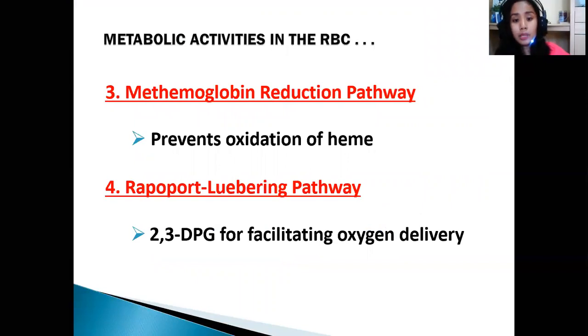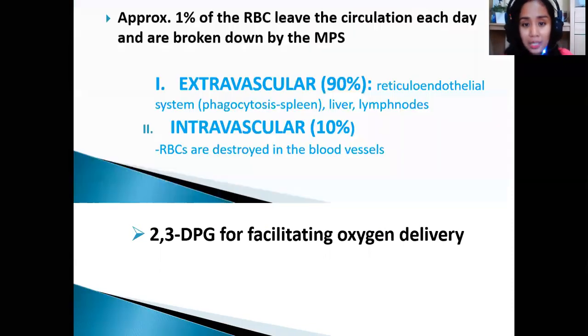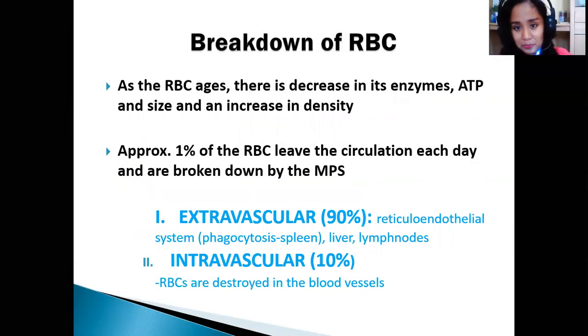Methemoglobin reduction pathway. So, huwag kakalimutan itong mga to. It will prevent oxidation of heme by reducing iron. Pwede pakisulat. And Rappaport-Luebering pathway. So, it produces 2,3-DPG for oxygen delivery facilitation. Huwag kalimutan ang 4 na pathway na ito, forever.